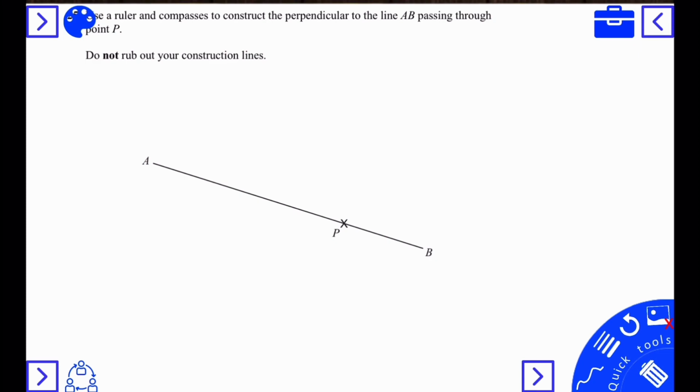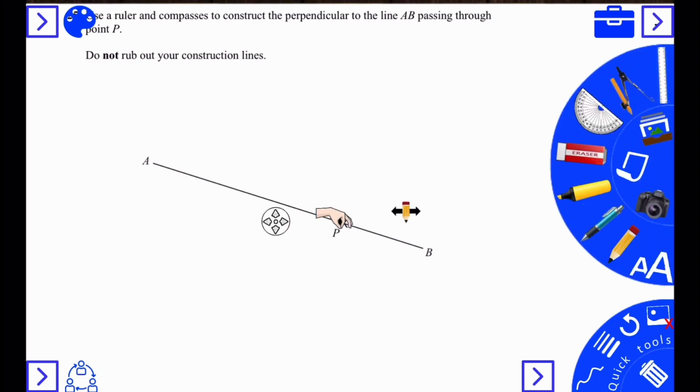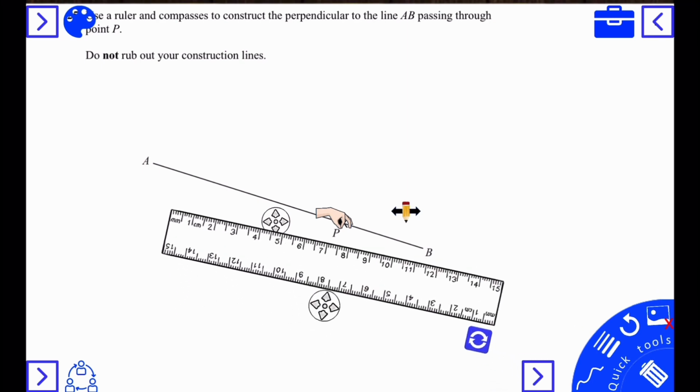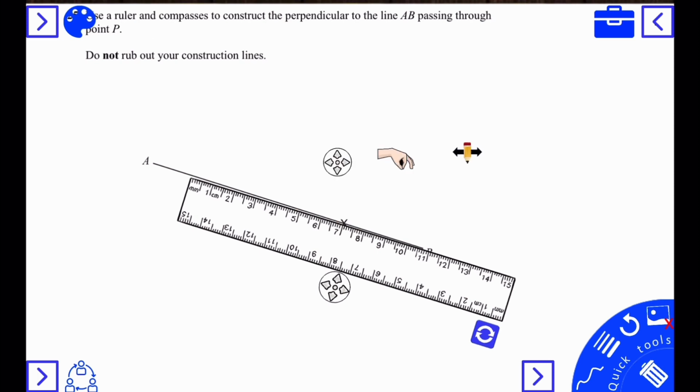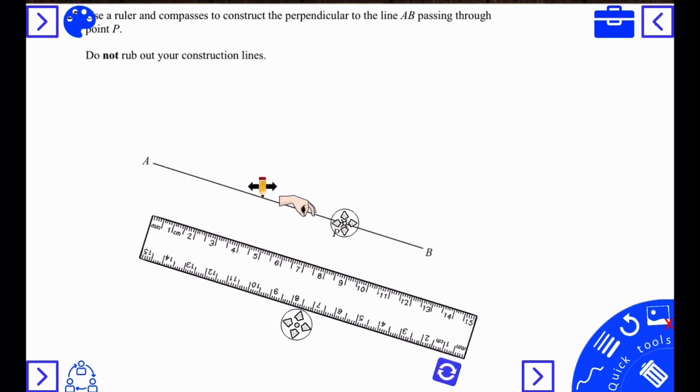Question 25. Use a ruler and compasses to construct the perpendicular to the line AB passing through the point P. Do not rub out your construction lines. First thing I'm going to do is take my compass and a ruler. Let's first measure the length of the line PB here. The length of PB is about 3.7 centimeters. Alright, now we take a compass and make a 3.7 centimeter measurement on the other side. Up till there. And make an arc.